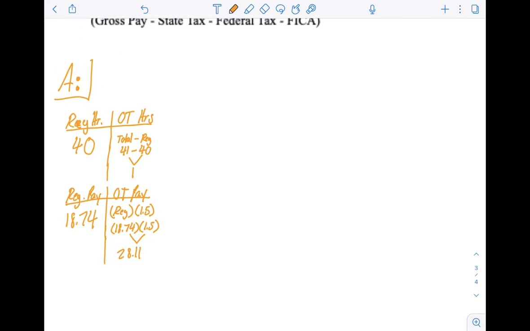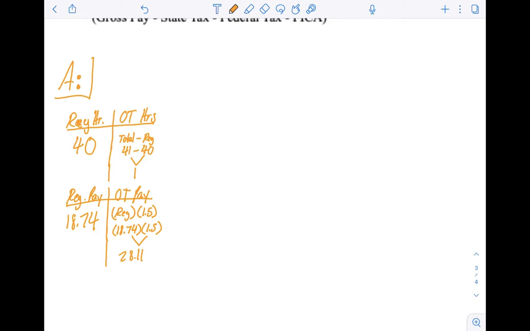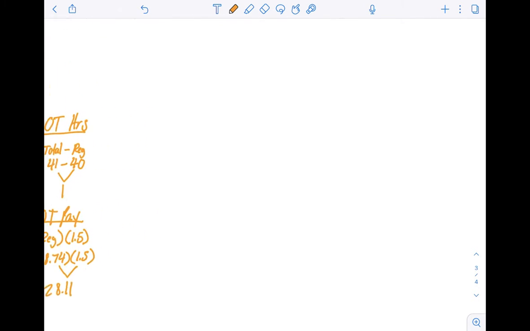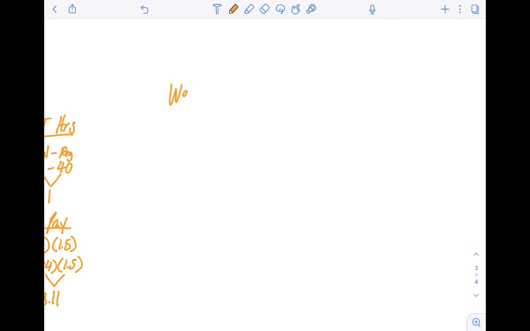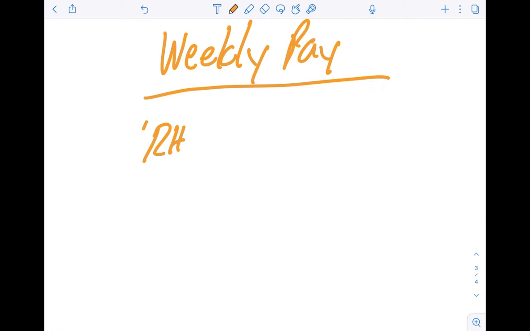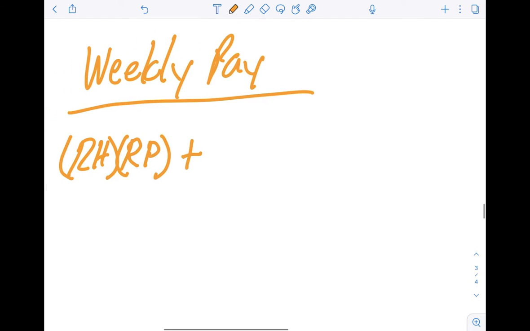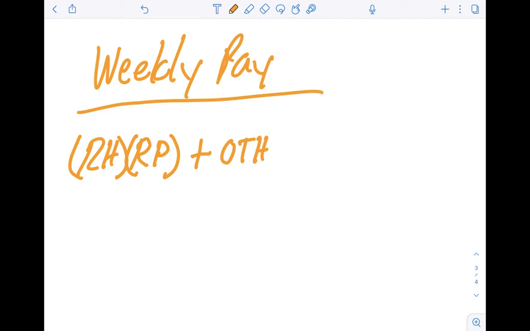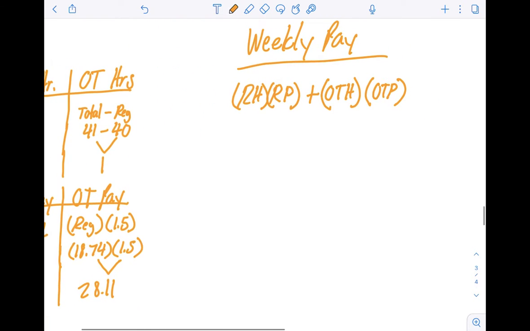So now we have to find out how much he makes per week. And the way we do that is we multiply. So we're going to come over here and we're going to say weekly pay. And his weekly pay is regular hours times regular pay plus overtime hours times overtime pay. Right? And we had that information.